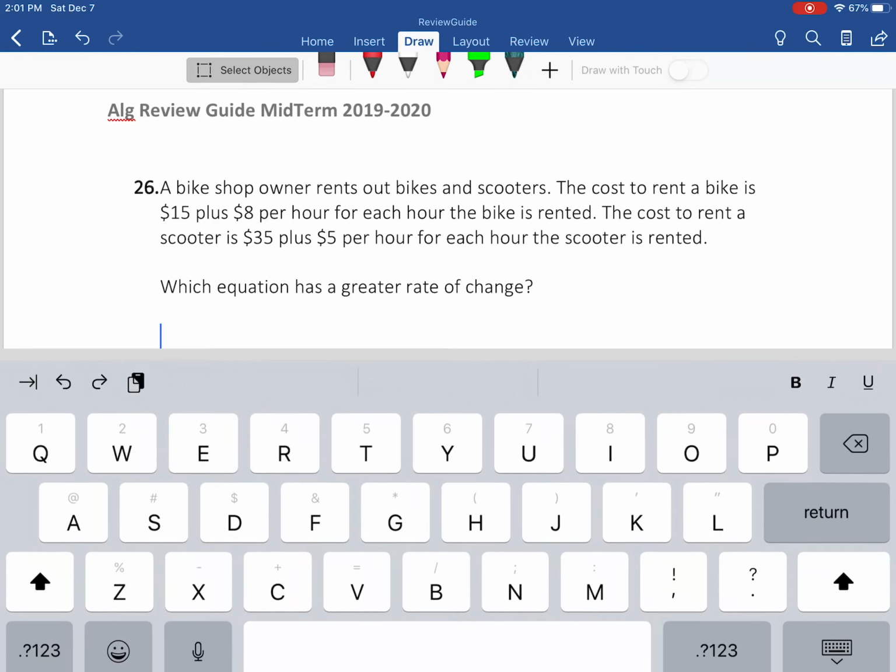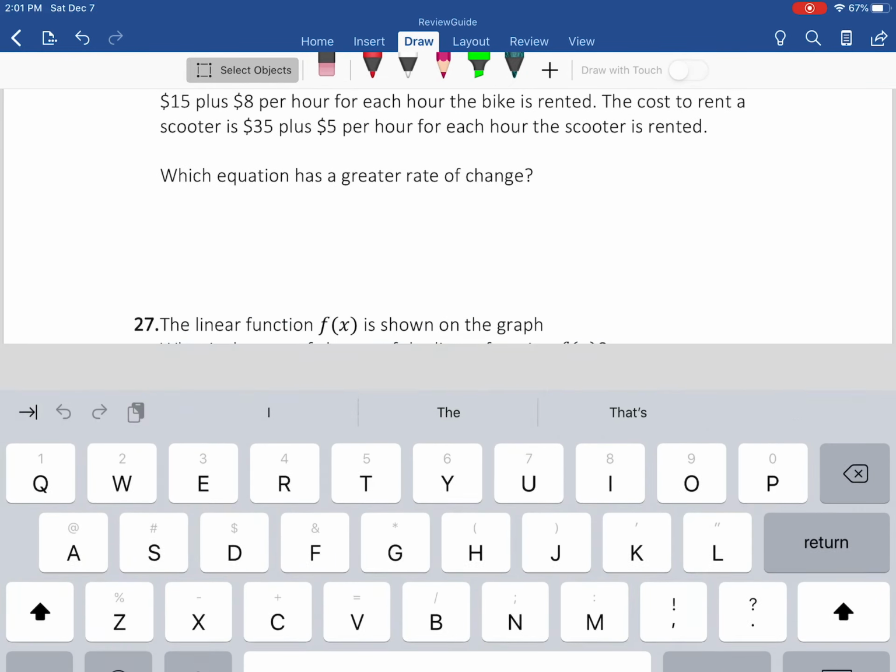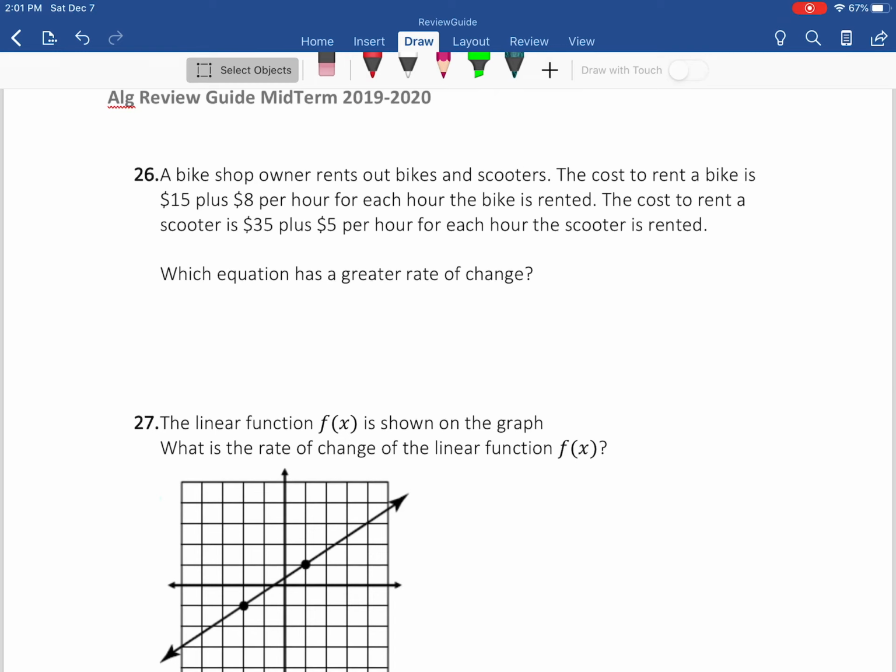Number 26. Okay, so a bike shop owner rents out bikes and scooters. The cost to rent a bike is $15 plus $8 for each hour the bike is rented. So that would be the equation y equals 8x plus 15. That's the first one. And then the cost to rent a scooter, so this is bikes versus scooters. All right, so this is bikes.